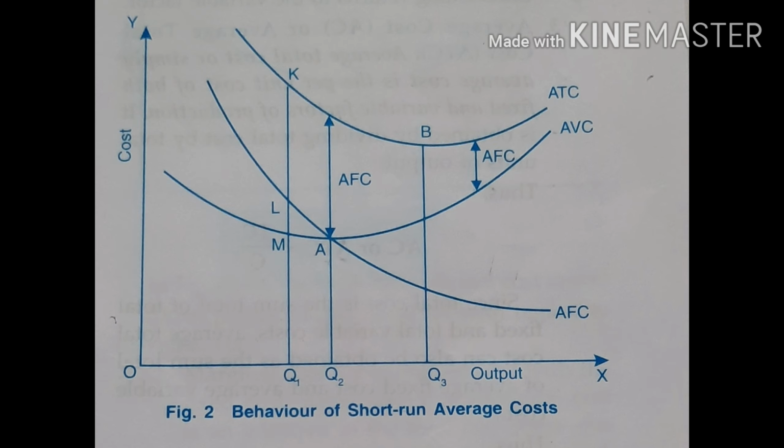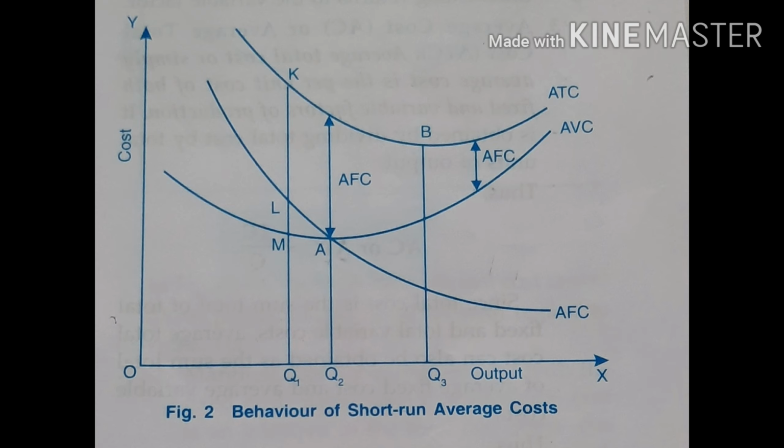This is the reason for these curves to be farther from each other at the early levels of production and coming closer at the later stages of production. Then the second thing is that the ATC curve is U-shaped, indicating that the average total cost falls initially, reaches the minimum point and then starts rising.